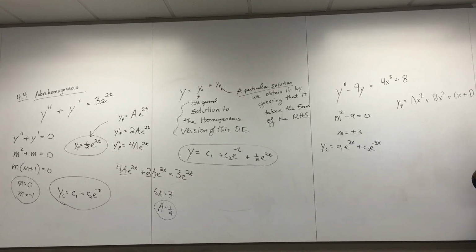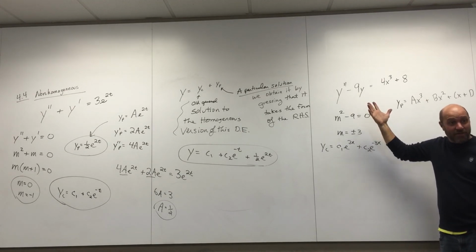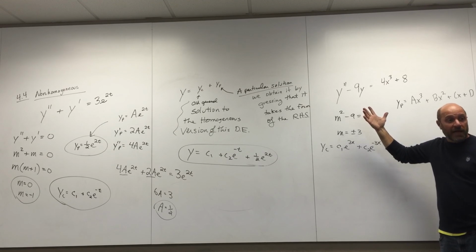Again, the little rules of guessing will take a little work to figure them all out, but there's a nice guideline in the book. In section 4.4, there's a nice guideline for guessing your YP. But we'll practice more and we'll get better at it. But that's it. So now what? If you remember, you make this general guess, and then you take derivatives and plug them in, and that helps you find your unknown coefficients, a, b, c, and d.